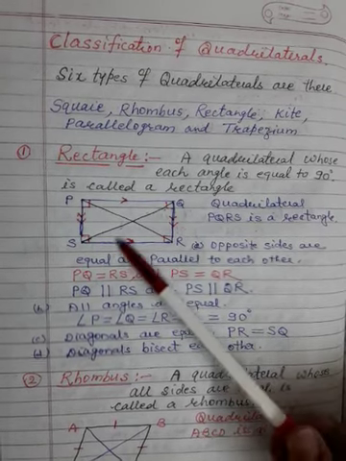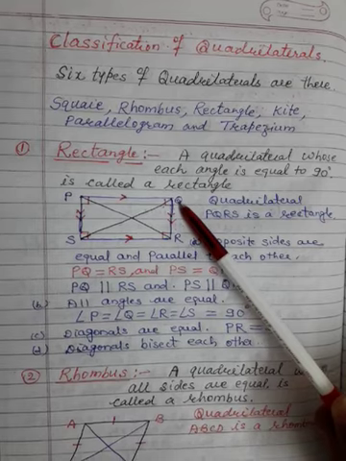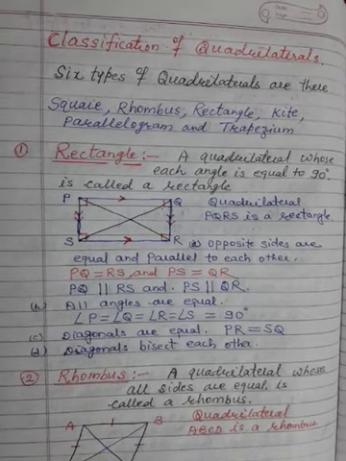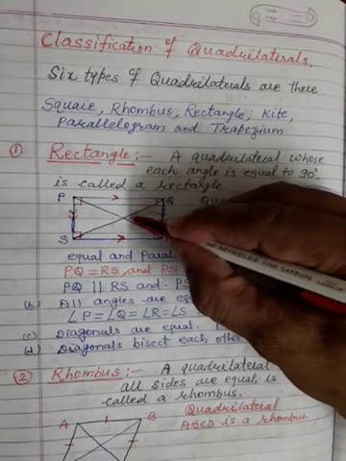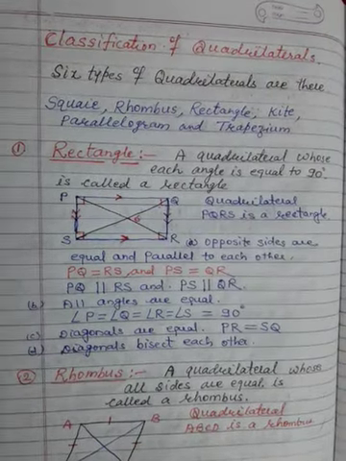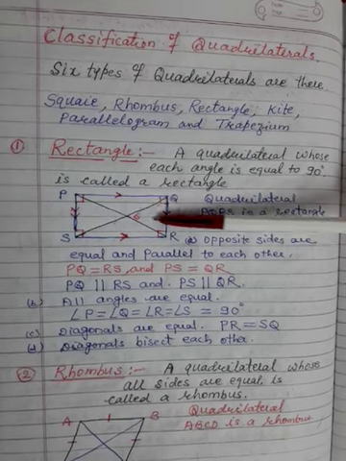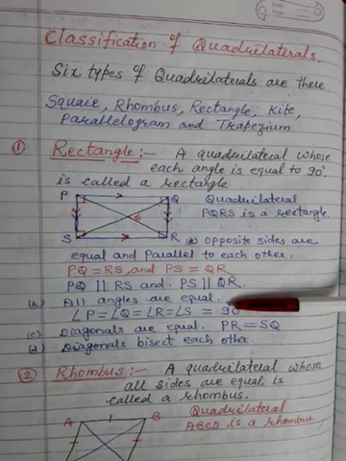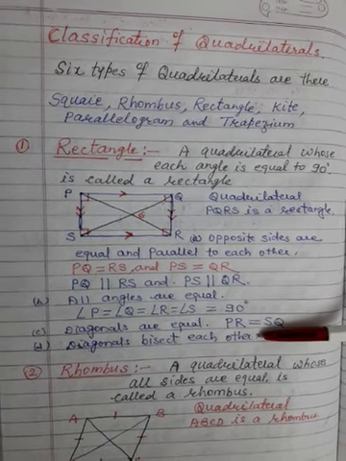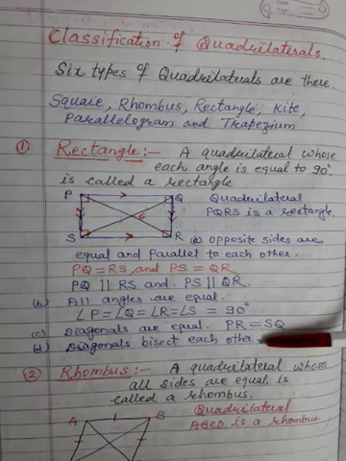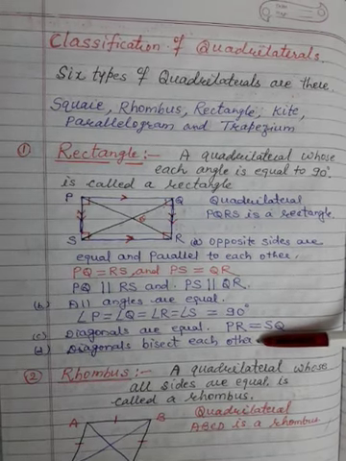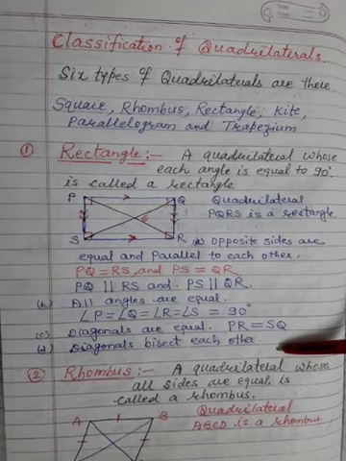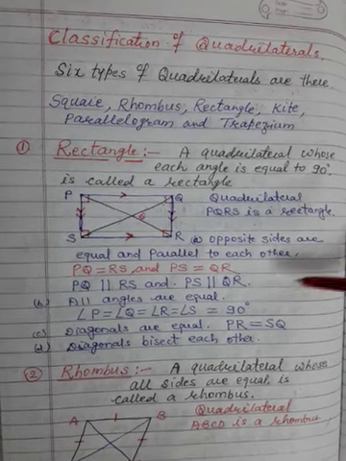Diagonal means the opposite vertices joined together. PR is equal to SQ, which intersect at the point O. That means PO is equal to OR and QO is equal to OS, because diagonals are equal in length and bisect each other. Bisect means divided into two equal parts. These are the properties of the rectangle in words as well as abbreviations.